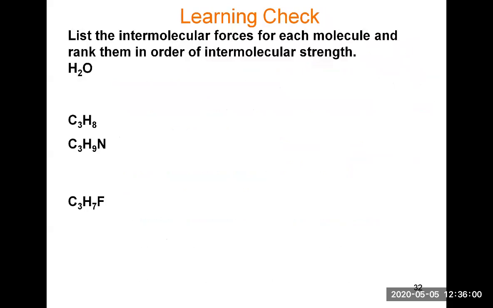So let's do another learning check. And here I will provide the Lewis structures as we go. So list the intermolecular forces for each molecule and rank them in order of intermolecular strength. So water, the Lewis structure of water is given on the right. Water is a polar molecule.